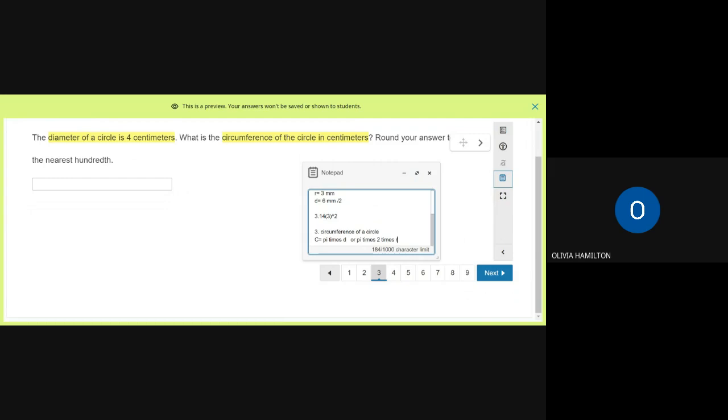And which one would be best depends on which one you're given. In this problem, we're given diameter, so it will be best for us to use the C equals pi times d. So in the case of this problem, that would be 3.14 times 4. And then, of course, you can finish solving this on your own.